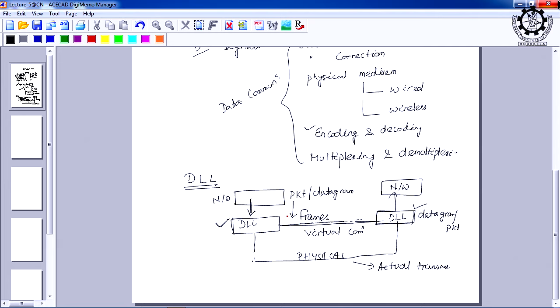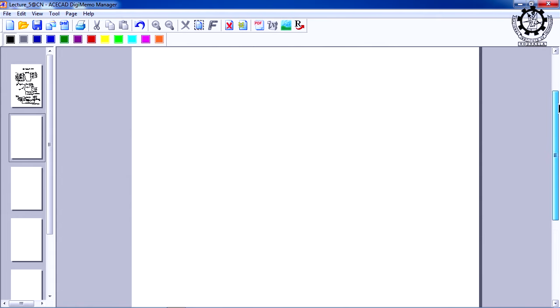DLL. Now, how the data link layer provides the service to its upper layer, what are the different kinds of services that it provides, and how it uses the service of the lower layer, that is the physical layer, we will see now. So, next is the types of the services.